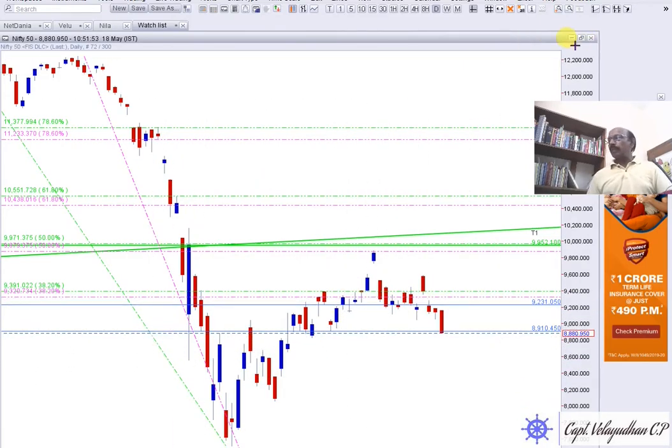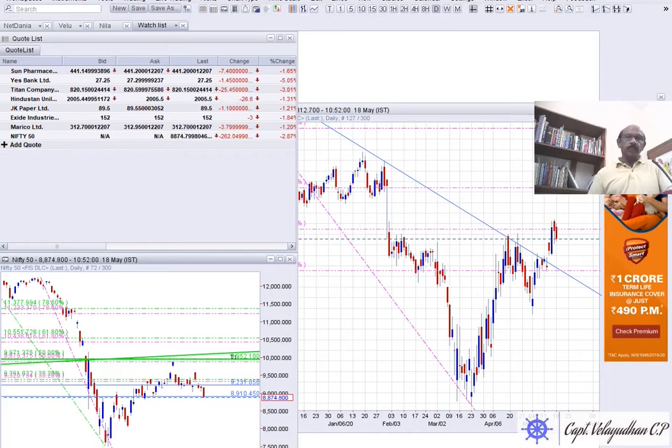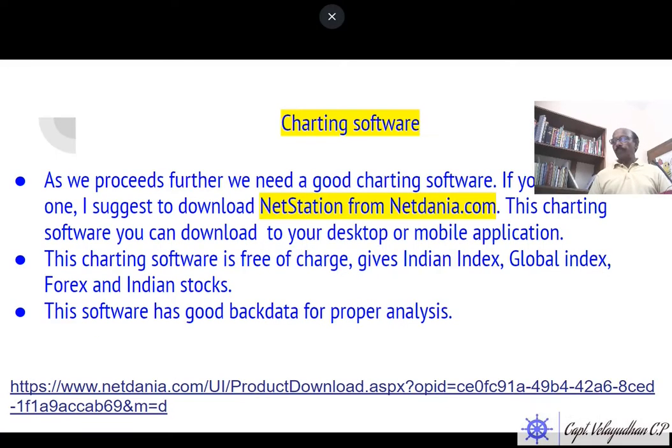So I suggest everyone download a copy of Netdania, because you will be using Netdania throughout our lessons for technical analysis. This software has good back data for proper analysis. You can download it from www.netdania.com. There is a mobile application and a desktop application. So whichever you like, you can download.